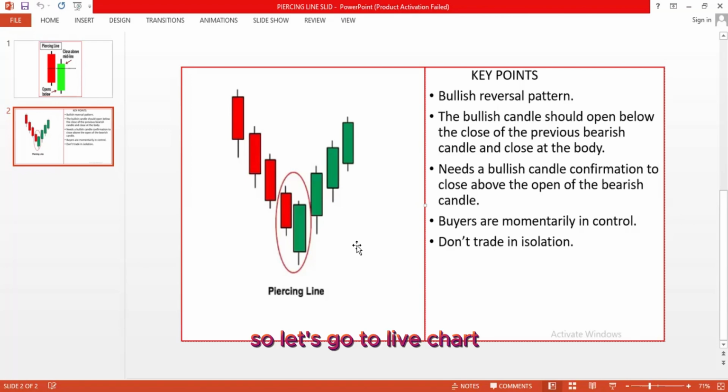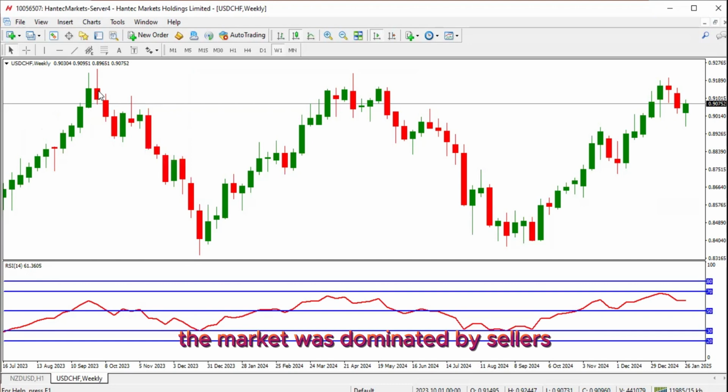So let's go to live charts and look at a few examples. In USDCHF, the market was dominated by sellers from this point where my cursor is. Getting to this level, a bullish candle opened far below the close of this bearish candle before closing above the midpoint of the bearish candle, signaling the end of the downtrend. Whenever we spot this pattern, we need a bullish confirmation candle to close above the open of this bearish candle. After that, the market reverses and starts buying.